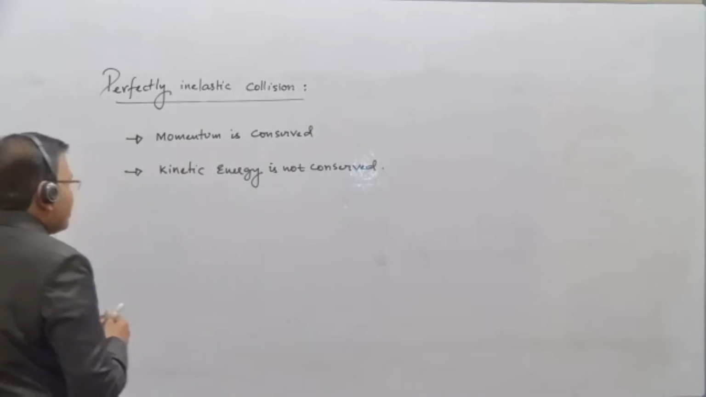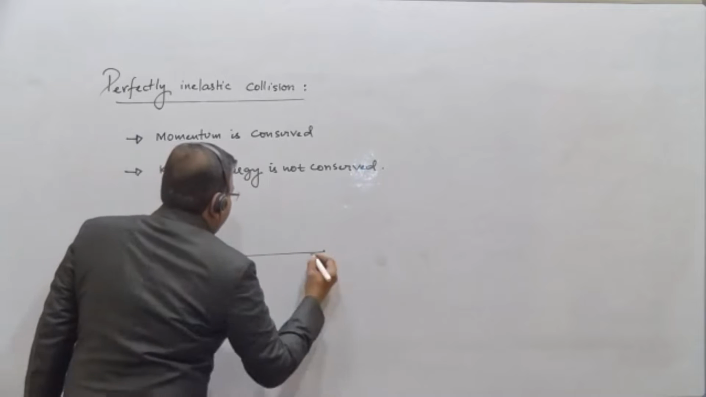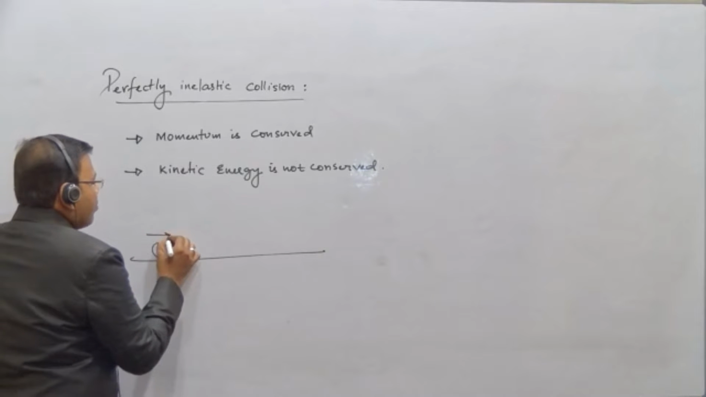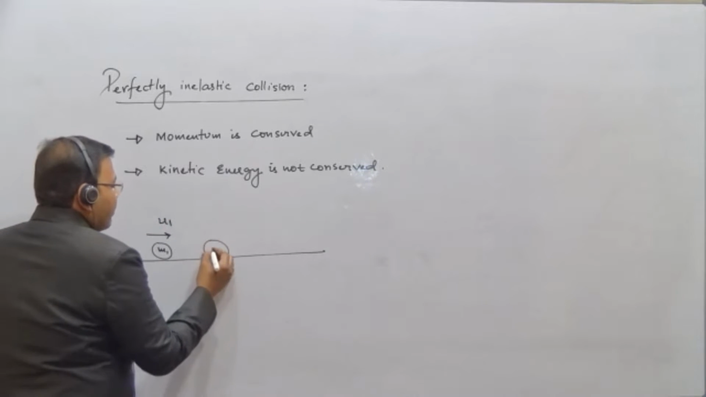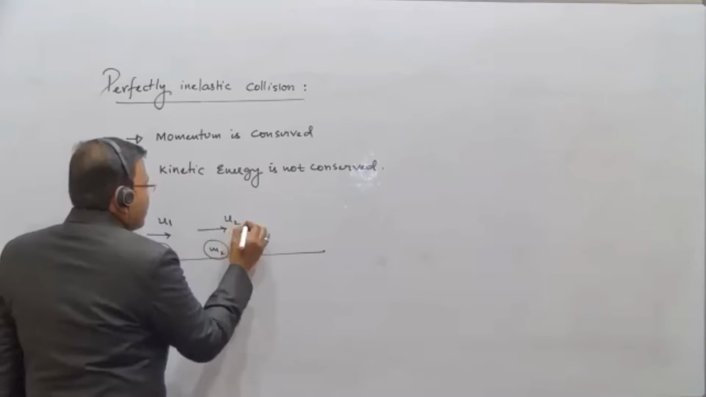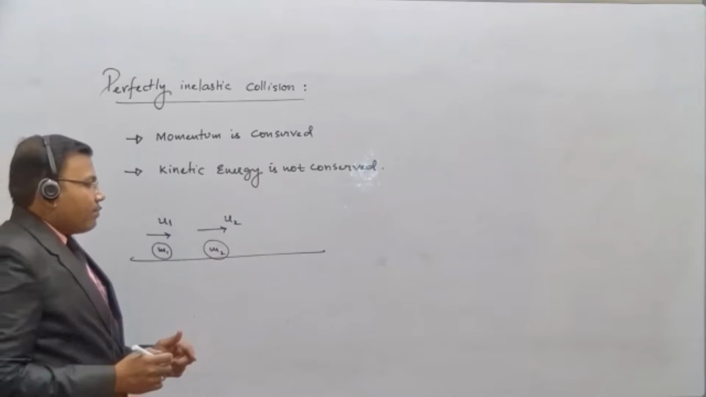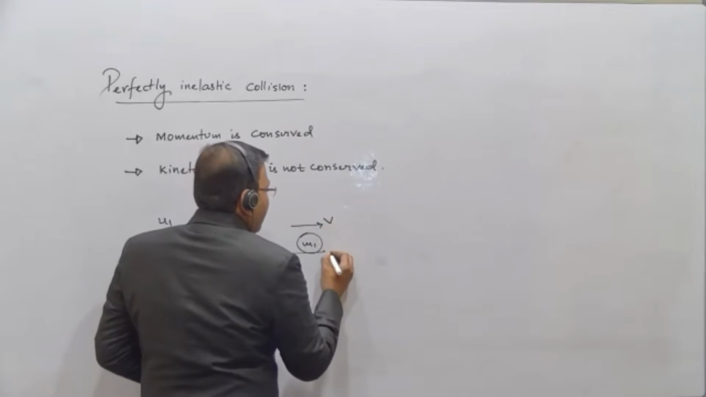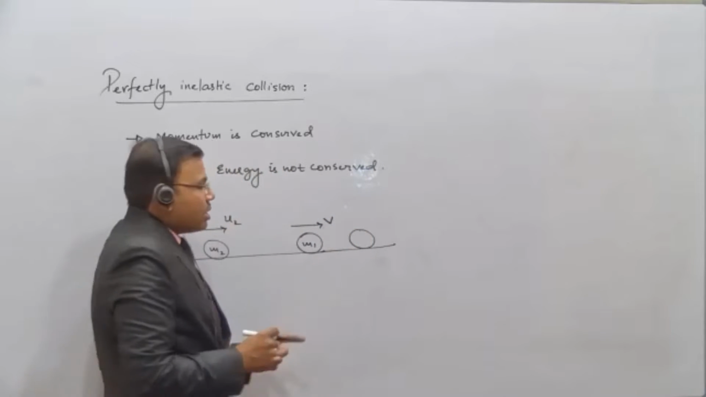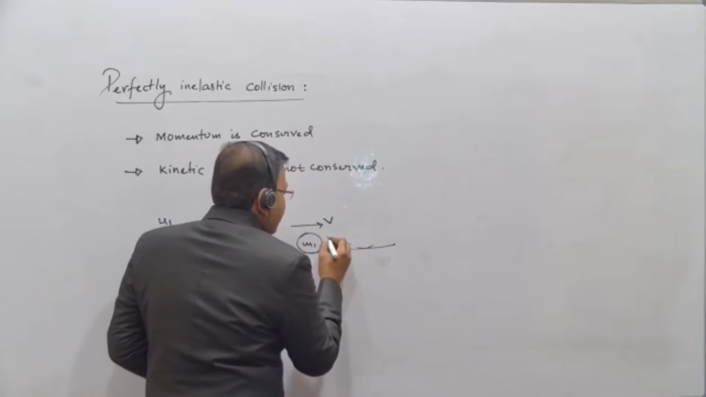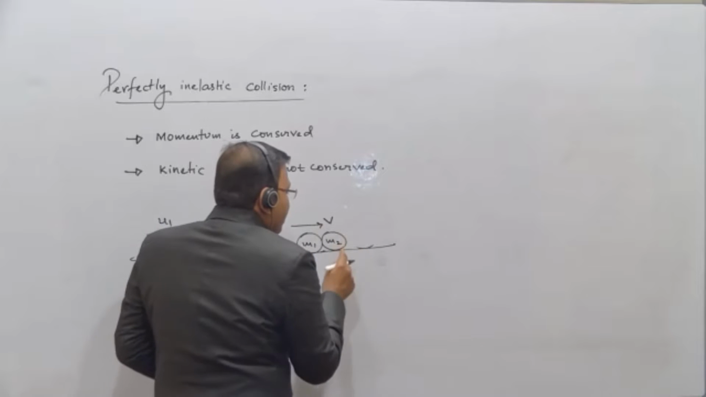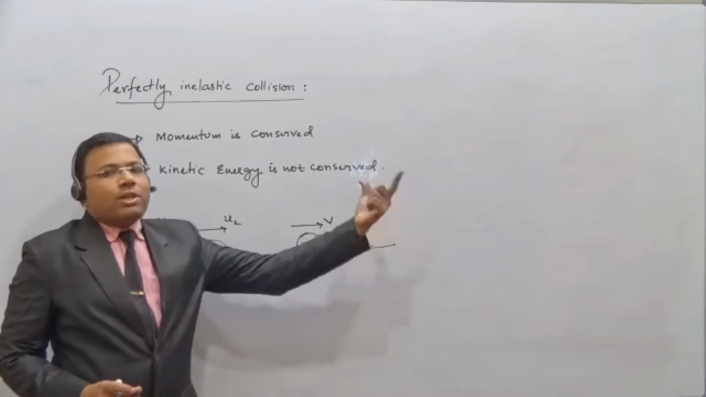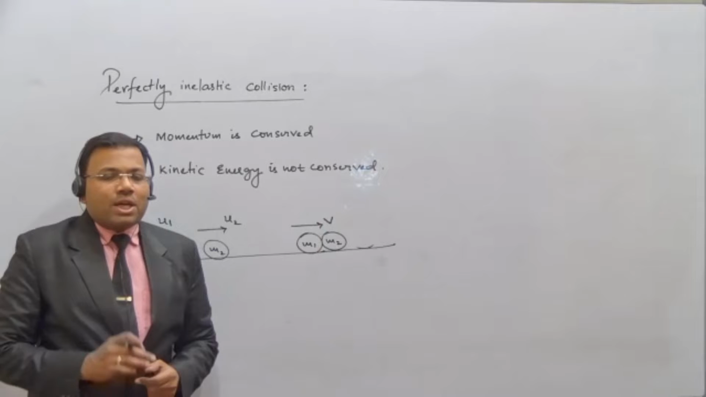For that, suppose a sphere of mass m1 is moving with velocity u1. It is colliding with another sphere of mass m2 moving with the velocity u2. Both are in the same direction. That is the condition. Next, after collision, m1 is moving with the velocity v, and m2 sticks to it, so they stick together. This m2 is also moving with the same velocity. Both stick to each other and move together. So the common velocity I am considering as v.